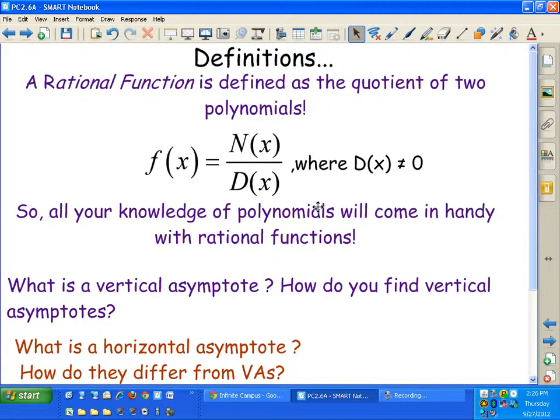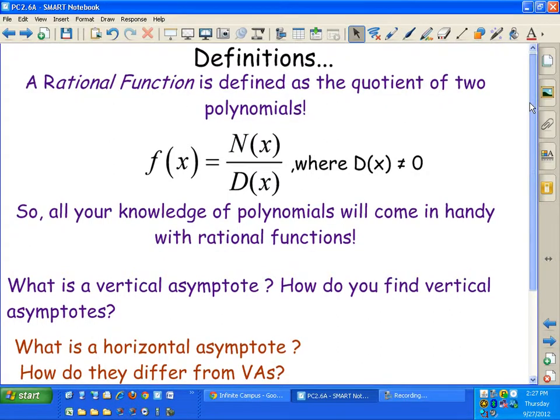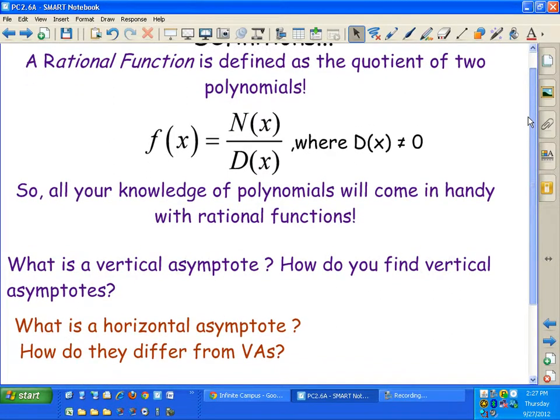So a rational function is basically a function that has a polynomial on the top divided by a polynomial, because rational means fractional, and so we're talking about something that looks like this. And so then what does this graph look like? Well, it kind of depends on a few things.